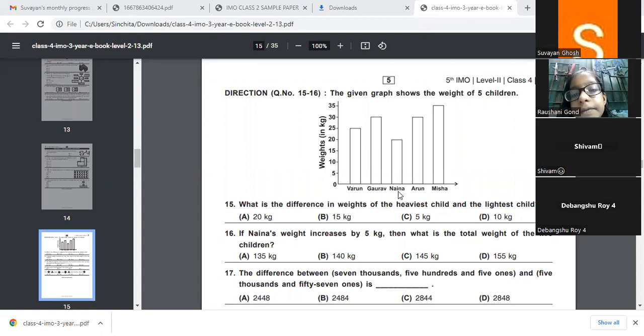What is the weight of Naina? Naina weighs how much, beta? She does not weigh 5. Ma'am, 10? No. You have to read this graph. What is the weight of Naina? 20. Very good. So, 20 and 35. If you subtract these two numbers, what is the answer? Ma'am, just a second. Shuok, number 15 is correct. Excellent. Debangshu, 15 is correct.